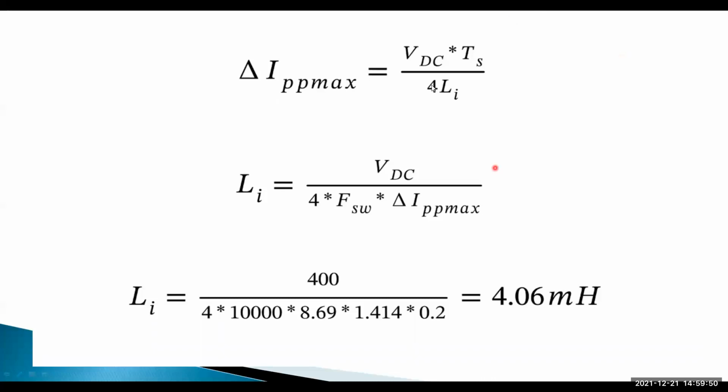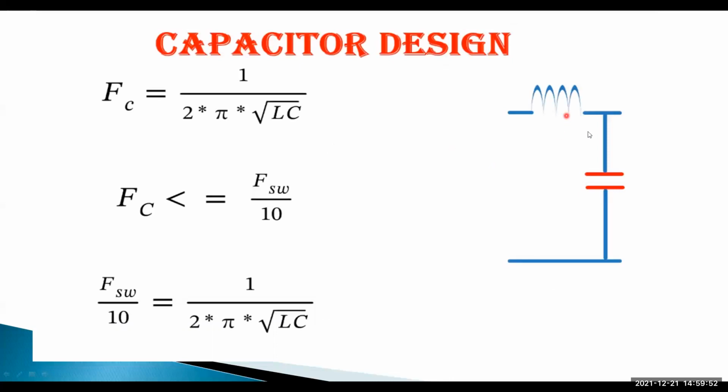Next, the capacitor design of the LC filter. This is a low pass filter, and the cutoff frequency FC is equal to 1 by 2 pi into root LC. The cutoff frequency must be less than the switching frequency by 10. Then only we will get the proper output across the inverter.